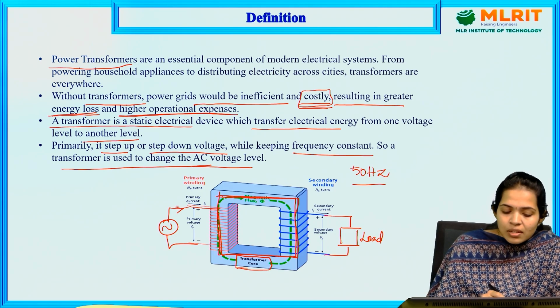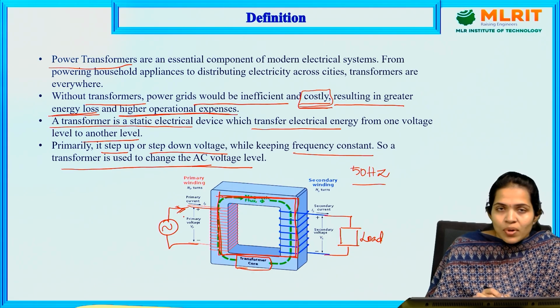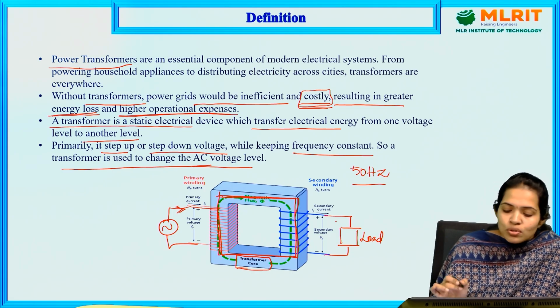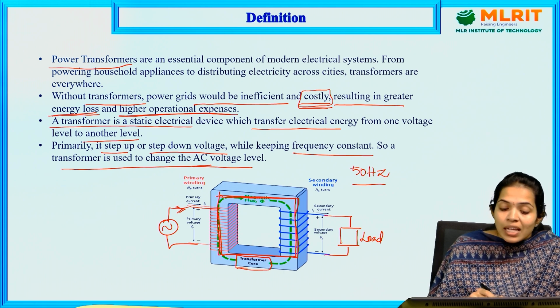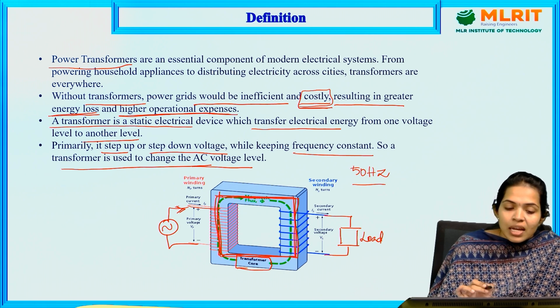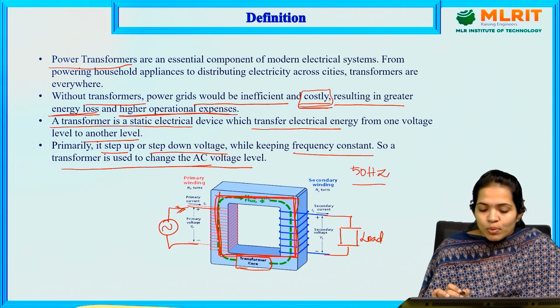So this current which travels from the primary circuit to the secondary circuit with the help of Faraday's laws of electromagnetic induction, through this common path between the primary winding and secondary winding, is discussed in detail in the working principle of the transformer.